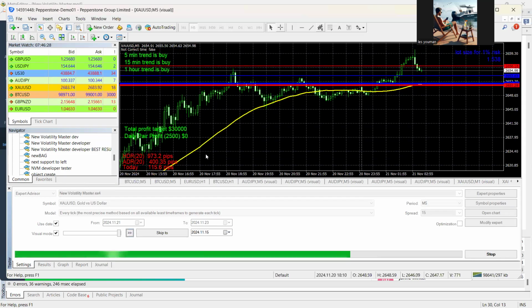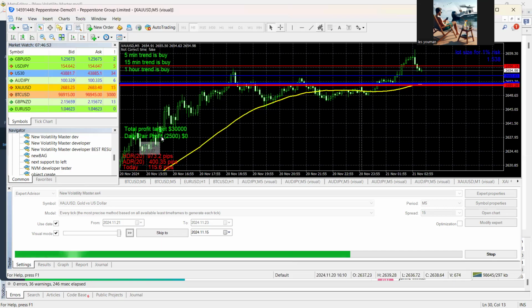Just quickly, for those that are new to using Volatility Master, this is covered in the other settings videos though, but this display just here, the total profit target, that's based off all the trades on all the pairs on that trading account. And I just have the target set really high so that it's not actually going to be used in this back testing.